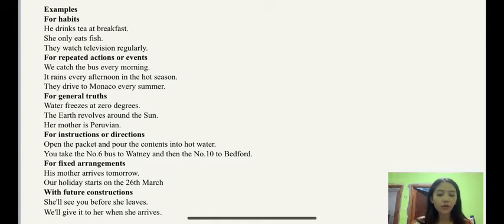And next, for fixed arrangements. His mother arrives tomorrow. Our holiday starts on the 26th March. And the last, for future contraction. She will see you before she leaves. We will give it to her when she arrives.